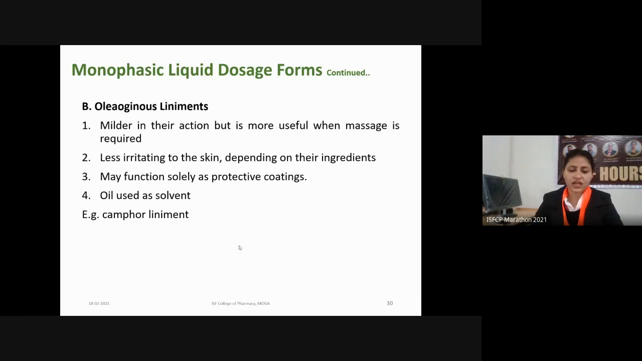They are less irritating to the skin depending on their ingredients, because we are using oil in this case, so they cause less irritation as compared to alcohol, which causes more irritation to the skin. They may function solely as protective coatings. In these oleaginous liniments, oil is used as a solvent or a vehicle. And the example is camphor liniment.